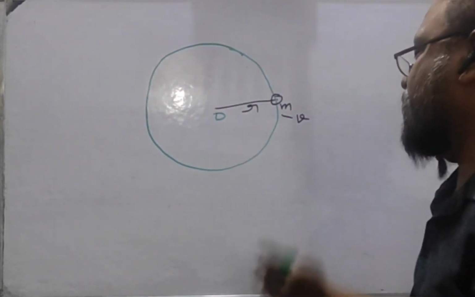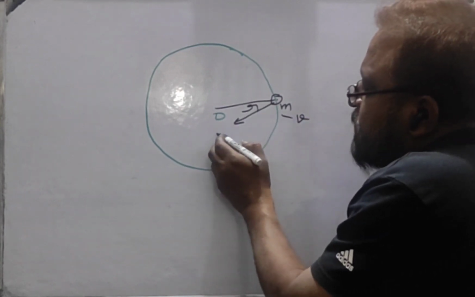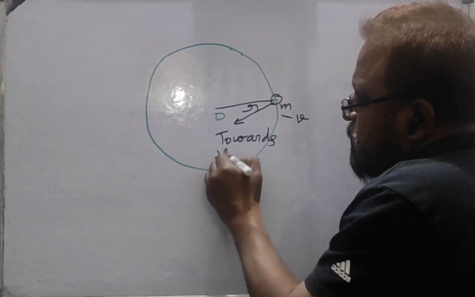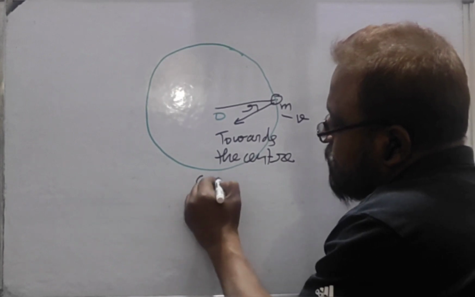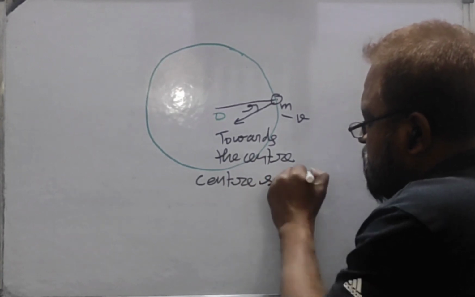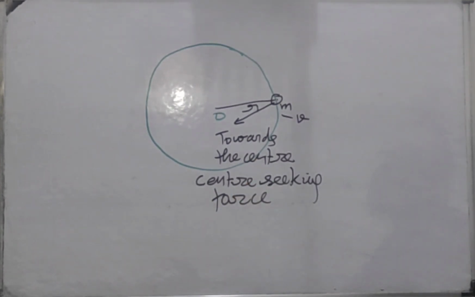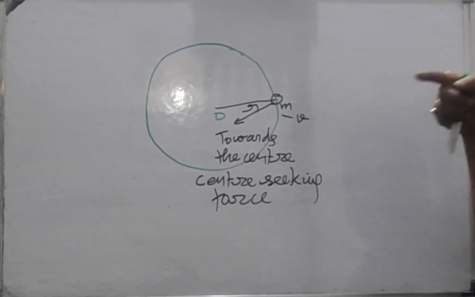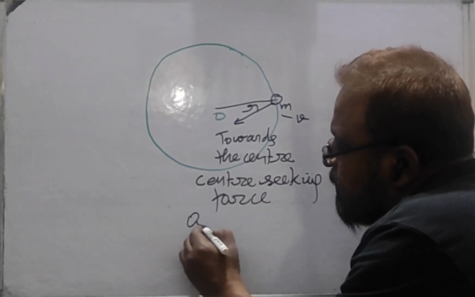When an object moves on a circular path, two forces act. One force is towards the center, it is called center seeking force. What I said, this object is moving on a circular path, one force is acting towards the center, that is called center seeking, and it is called centripetal force.